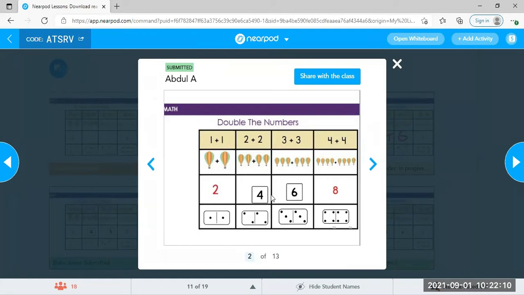Nice work. Who's this? This is Abdul. Beautiful. You wrote the sums. 2 plus 2 equals 4. 3 plus 3 equals 6. Oh, yeah. You guys should practice these. You are so fast.